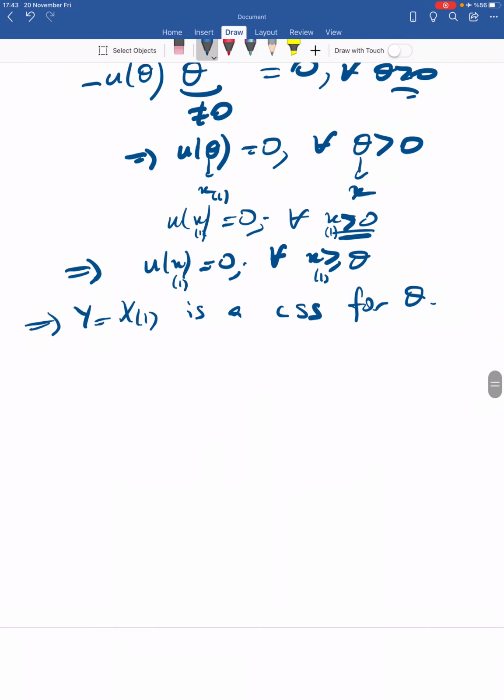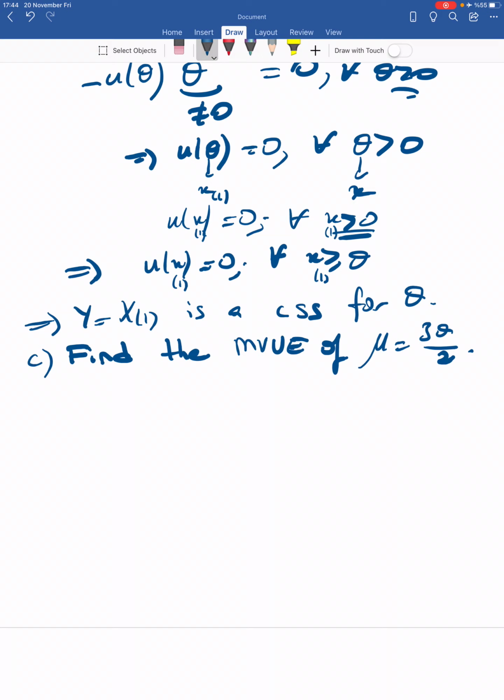Okay, then find the minimum variance unbiased estimator of mu equals 3 theta over 2. Actually, we can first find the minimum variance unbiased estimator of theta, then the function of that, which is just multiplication by 3 over 2, so the calculation will be easy. Okay, so at this kind of part, remember the Lehmann-Scheffé theorem. The Lehmann-Scheffé theorem tells us that when you have a complete sufficient statistic, if you can find a function of the complete sufficient statistic which is an unbiased estimator of the parameter, then it will be the minimum variance unbiased estimator. So our starting point should be the expectation of the complete sufficient statistic for theta, whatever that function actually is.